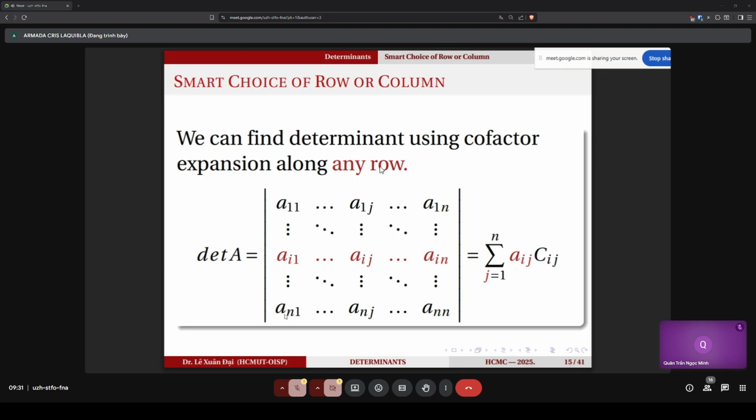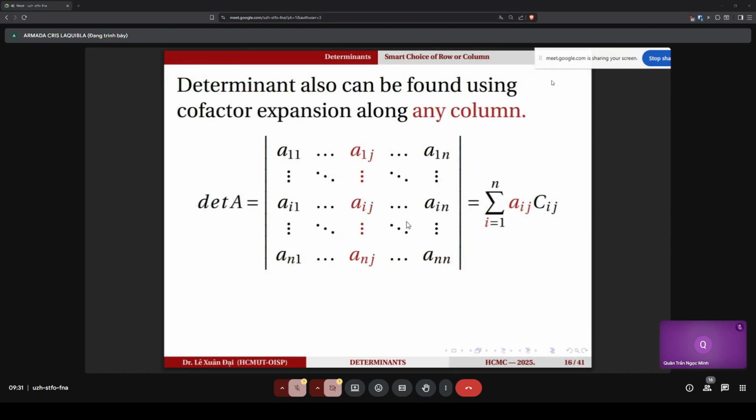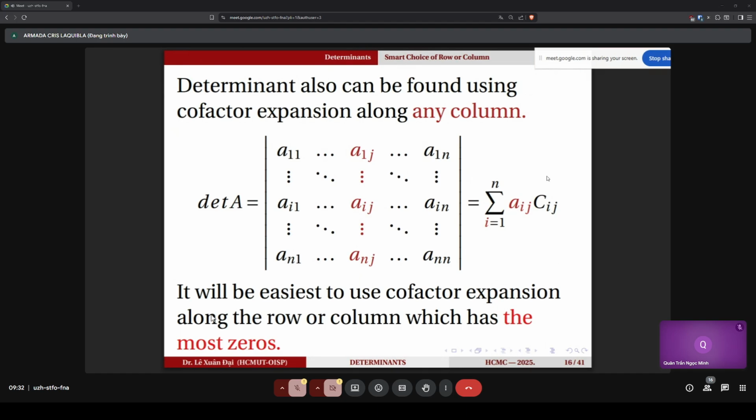Smart choice of row or column. So here, class, we can find the determinant using cofactor expansion along any row, so along any row that you want. But our first examples are just about the first column and first row. So here we can pick also by columns. So it's up to you. It will be easiest to use cofactor expansion along the row or column which has the most zeros. Yes, because you're going to multiply the zeros to the other cofactors and it will be easier to solve.